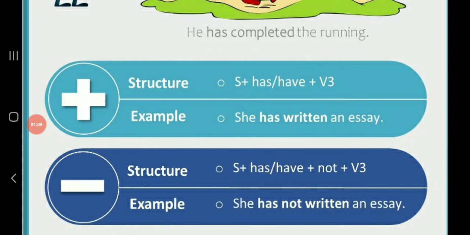And the examples like, she has written an essay. If an essay is an object, she is the subject, has is the helping verb as we discussed, and written is the verb third form.